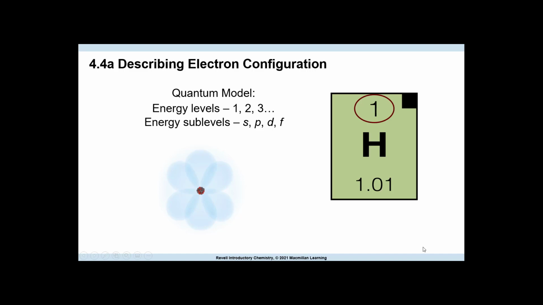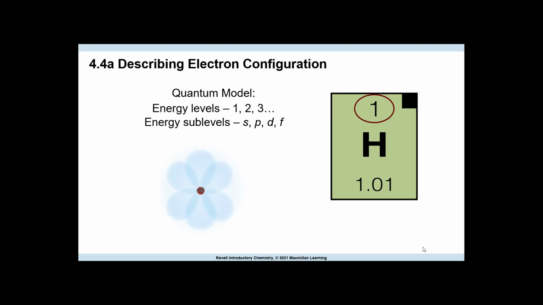Hi class, we are now on 4.4. It's going to be broken up into two different sections. So we're on 4.4a, describing electron configuration. Now, if the last section didn't make sense, I hope that this will clarify some of that information.